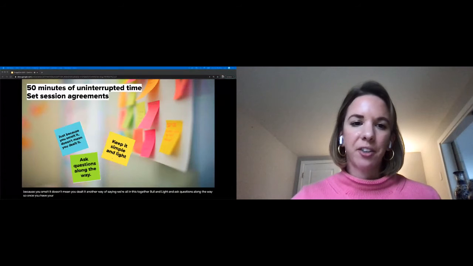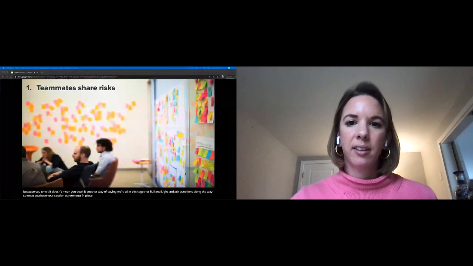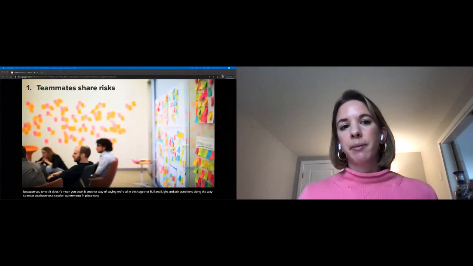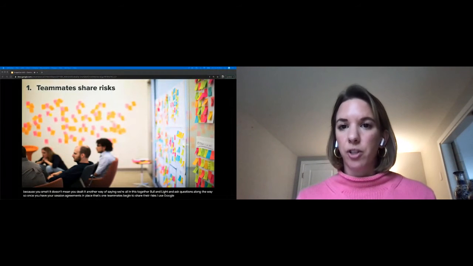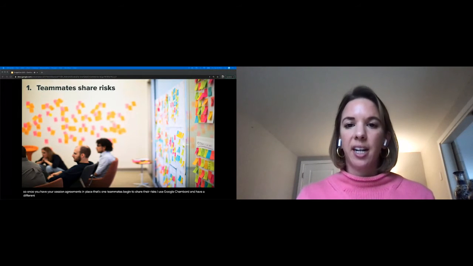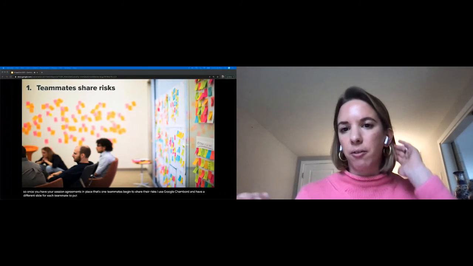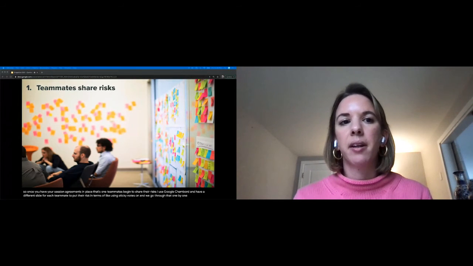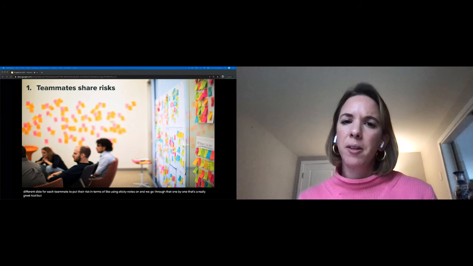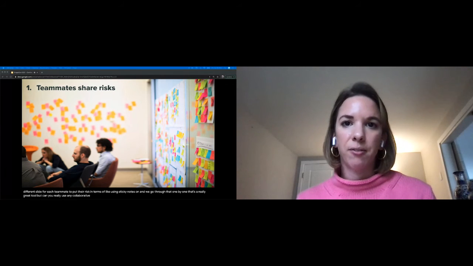So once you have your session agreements in place, that's when teammates begin to share their risks. I use a Google Jamboard and have a different slide for each teammate to put their risks, using sticky notes, and we go through that one by one. That's a really great tool, but you can really use any collaborative virtual tool to do the trick.